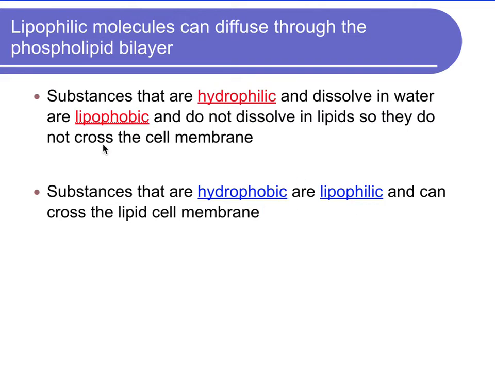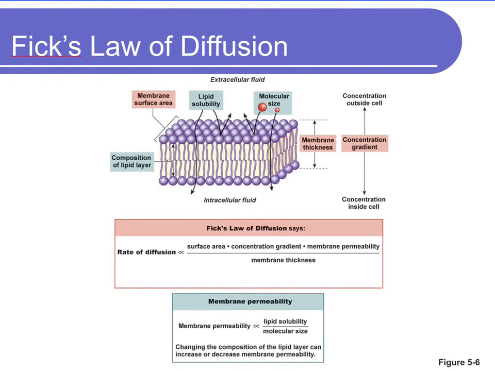So if you are lipophobic, you don't like lipids, you probably have to diffuse through a protein. If you are lipophilic and small enough, then you can probably just do simple diffusion across the membrane. Now, a law that's important for diffusion is Fick's law. Fick's law looks at all of the properties that influence the rate of diffusion. And you have this equation here.